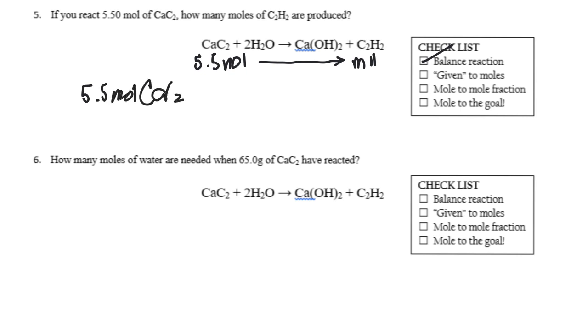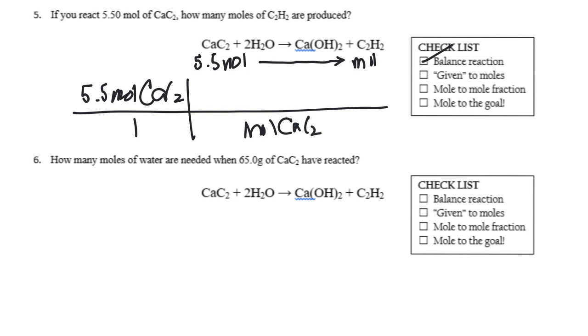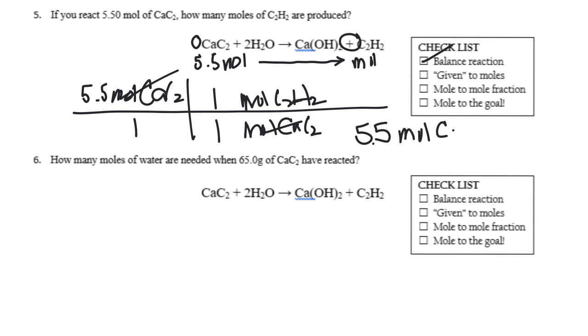So we have 5.5 moles CaC2, put it over 1, moles CaC2 comes down, moles C2H2 goes to the top. I look up in my reaction, there's a 1 next to CaC2, there's a 1 next to C2H2, so the math is even easy. My answer, after I cancel the units, is 5.5 moles of C2H2.